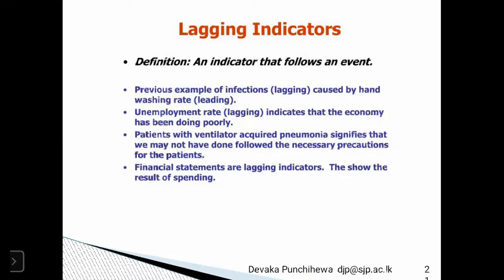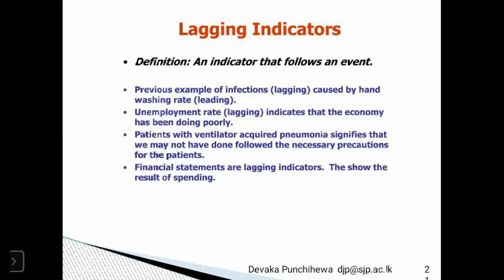Second one, unemployment rate, that is the lagging indicator, right? It shows that the economy has been doing poorly. So when the economy is doing poorly, the unemployment rate is high, right? So unemployment rate is the lagging indicator. The economic performance is the leading indicator here, right? So patients with ventilator-requiring pneumonia signifies that we may not have followed the necessary precautions for the patient, right?